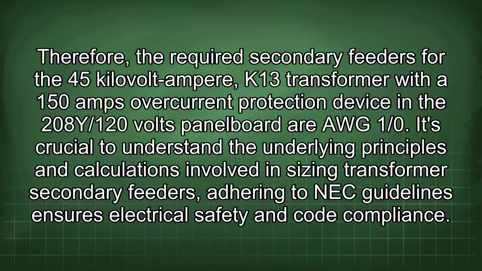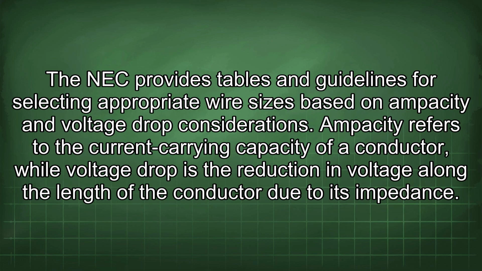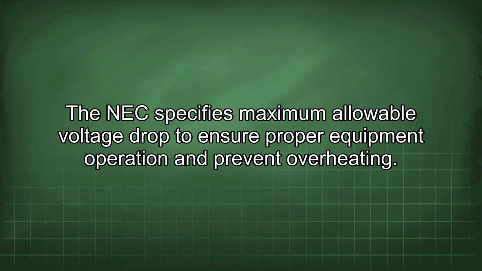It's crucial to understand the underlying principles and calculations involved in sizing transformer secondary feeders. Adhering to NEC guidelines ensures electrical safety and code compliance. The NEC provides tables and guidelines for selecting appropriate wire sizes based on ampacity and voltage drop considerations. Ampacity refers to the current carrying capacity of a conductor, while voltage drop is the reduction in voltage along the length of the conductor due to its impedance. The NEC specifies maximum allowable voltage drop to ensure proper equipment operation and prevent overheating.